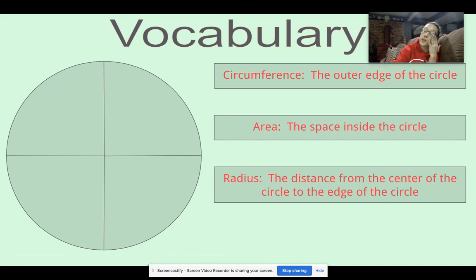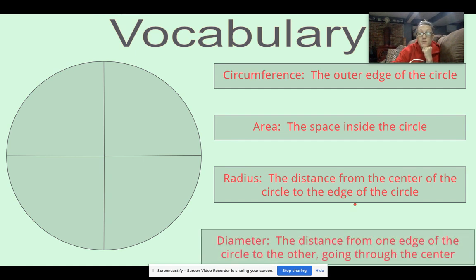So let's talk about another important term. Radius is like half of the circle. We can also talk about something called the diameter. The diameter is the distance going from one edge of the circle all the way to the other edge, but it's got to go through the center. That's really important. It might look like this, where it's going all the way straight across and slicing it right in half.